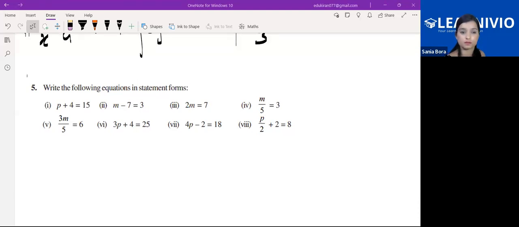7 subtracted from M gives 3. Okay, good. You can also write if we subtract 7 from M, we get 3. Now the third one, Manisha. 2 multiplied by M gives you 7. Okay. Isra, the next one.